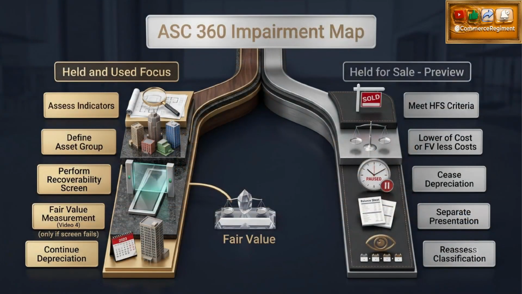ASC 360 has two different impairment and exit paths. The first path is for long lived assets that are held and used. These assets remain in operations, so accounting assesses indicators, defines the asset group, and performs the undiscounted recoverability screen. The second path is for assets classified as held for sale, where the model changes to fair value less cost to sell and depreciation stops. This video focuses entirely on the held and used path. Held for sale classification is coming later, so do not mix the two models.